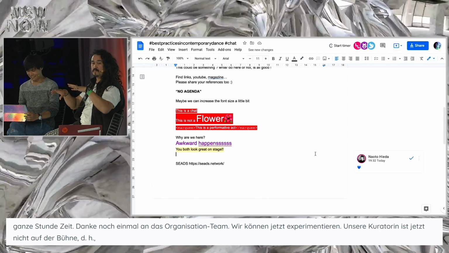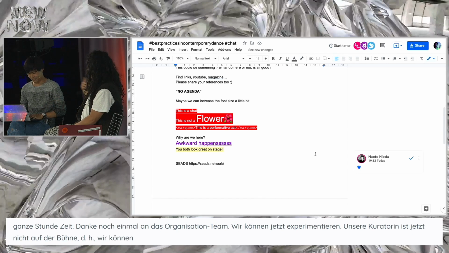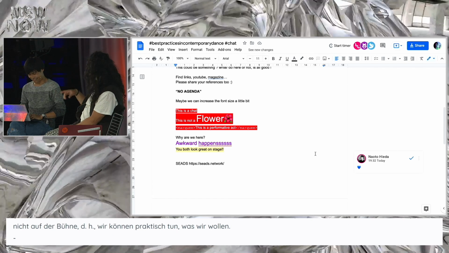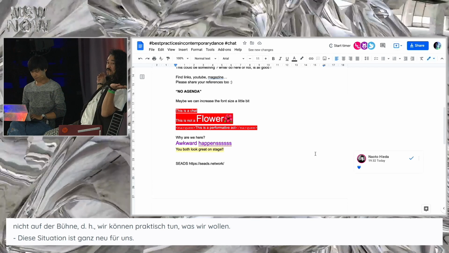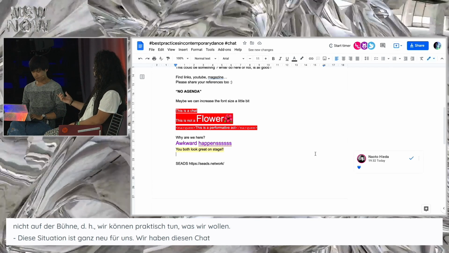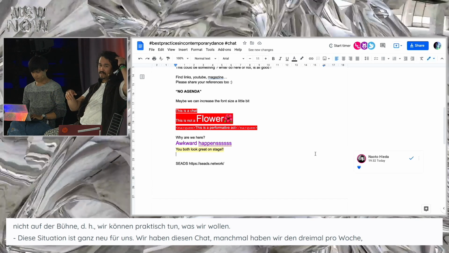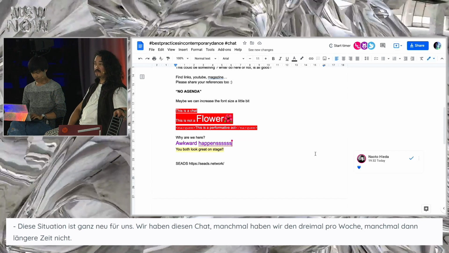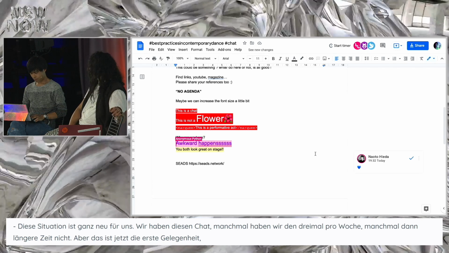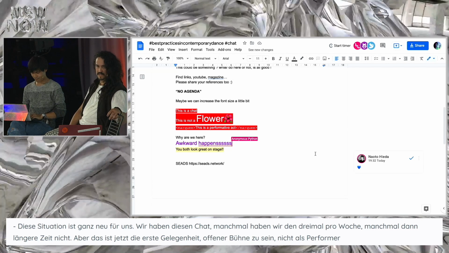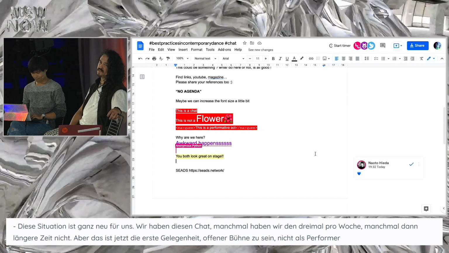What is cool is that we have never been in this situation before. We do this chat, basically sometimes 3 times per week for 1 year, but sometimes we don't do it for a month because I'm busy or he's busy. But this is the first time that we have the possibility to be on a stage. Not as a performance, but we don't speak like this when we don't have the microphone and you guys looking. So it is a performative act. It's not a performance. So this is interesting.